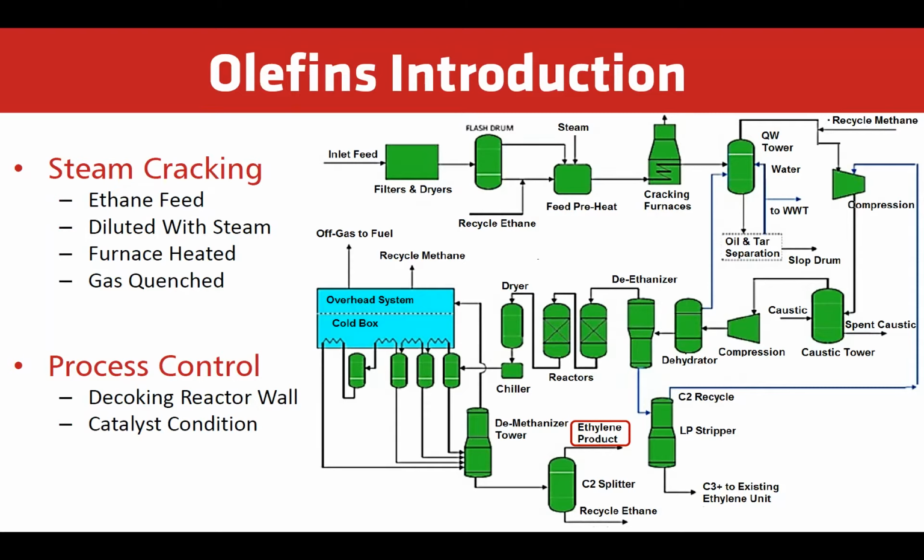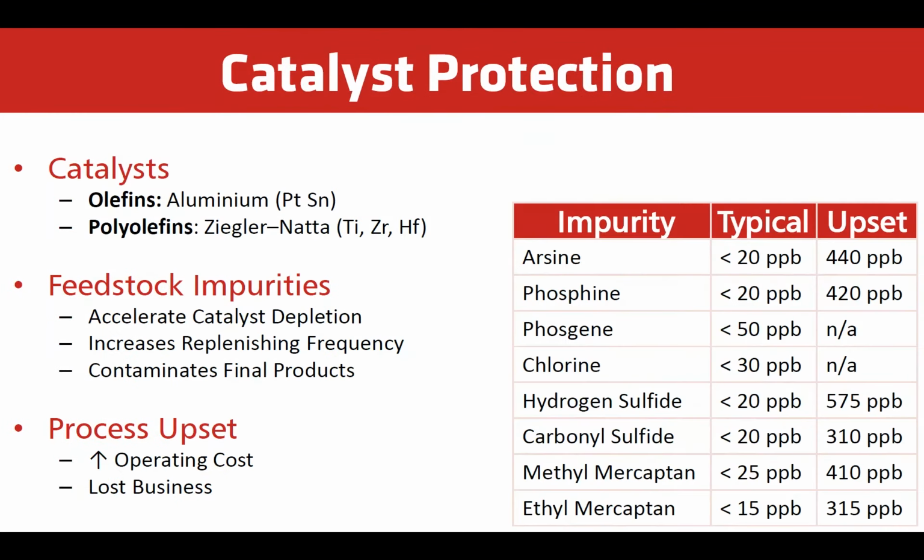Another area of the process control that the operator pays close attention to is the catalyst condition. Each plant uses a different catalyst based on the reactor design and conversion rate for optimization.